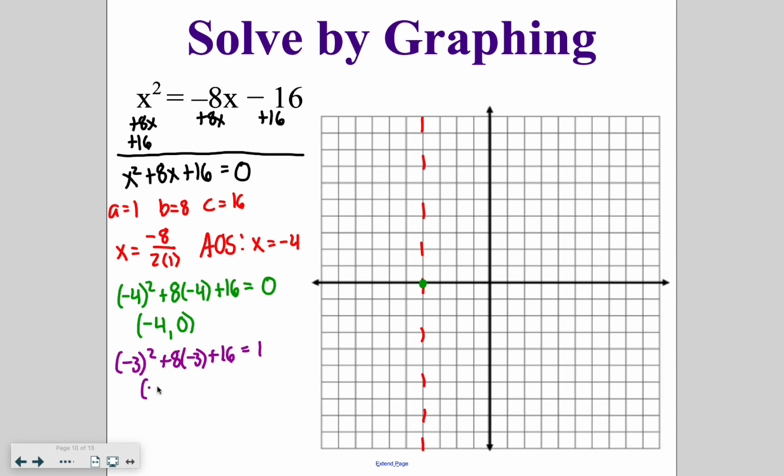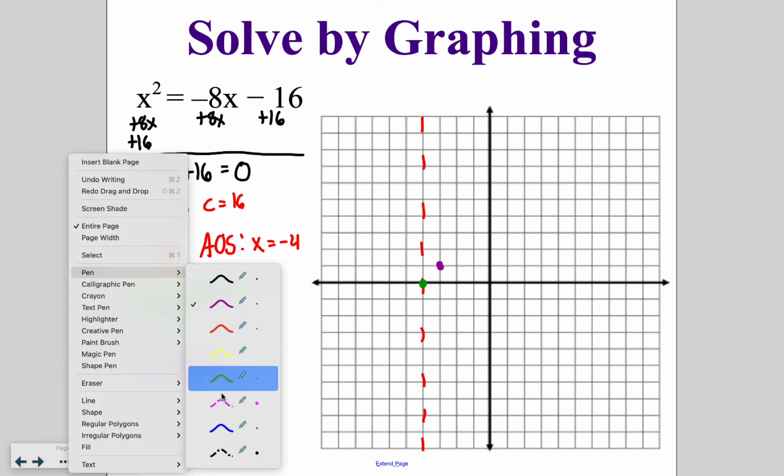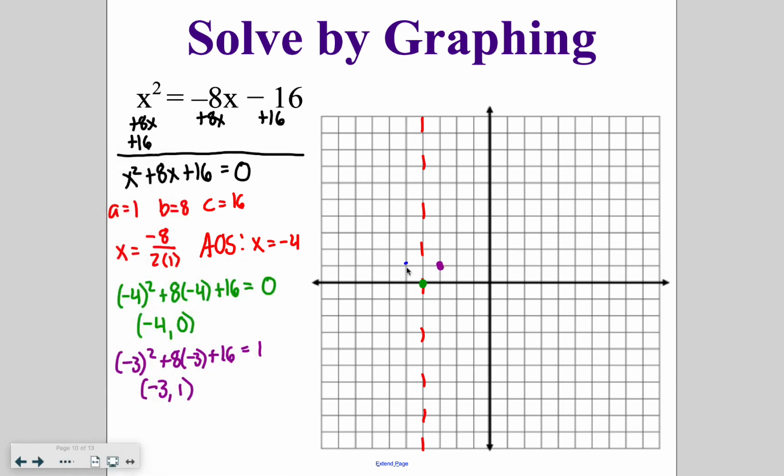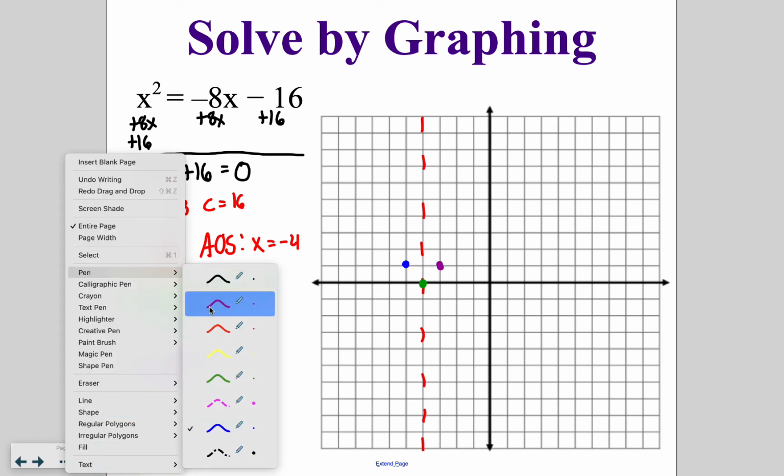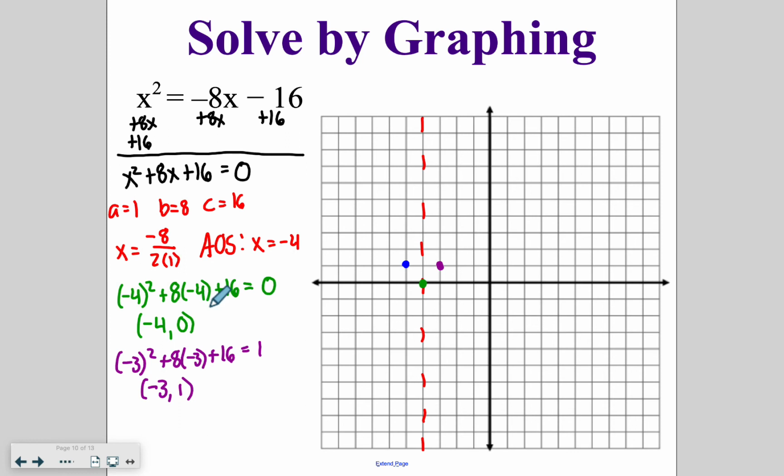So my point is at -3, +1. So I go over -3 and up 1. That point is 1 to the left, so I'm going to do a reflection point at 1 to the right. I can then keep going and plug -4 into the equation.